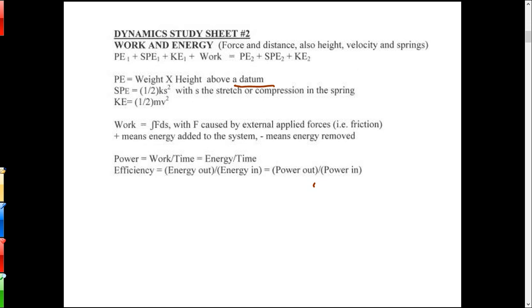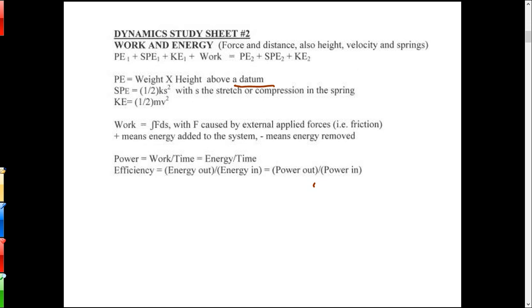Spring energy is 1/2 ks squared. There's also a formula there for spring force. Remember to use the one for energy, 1/2 ks squared. S is the stretch or compression in the spring, not the length, but the amount of stretch or compression. And kinetic energy is 1/2 mv squared.